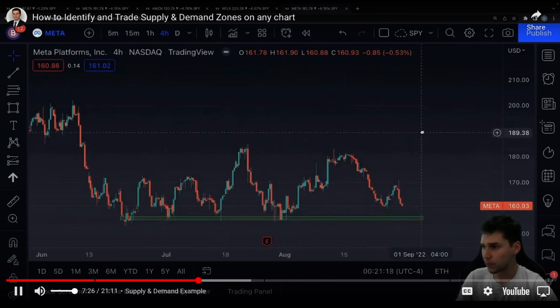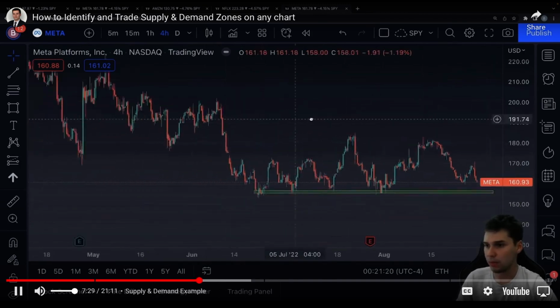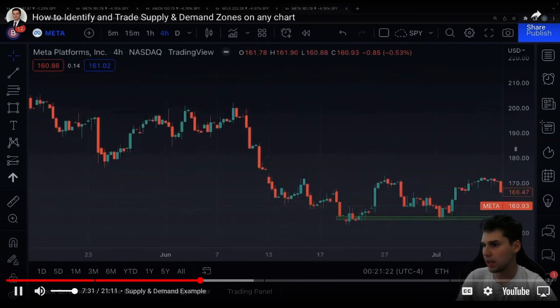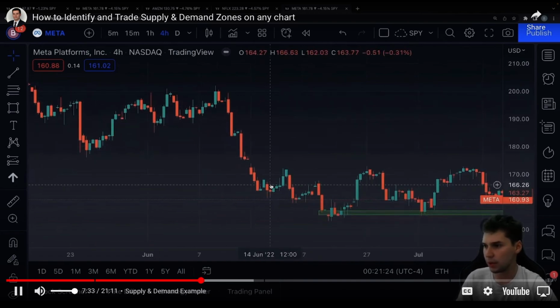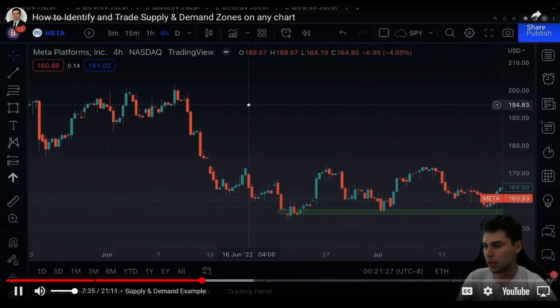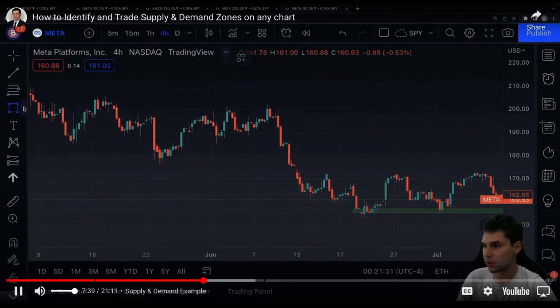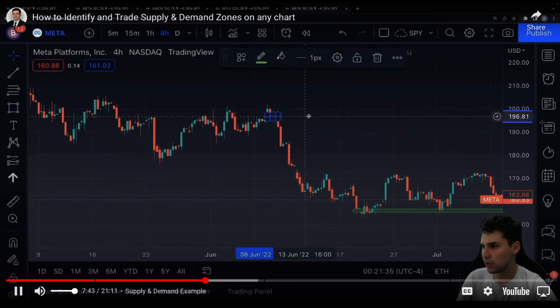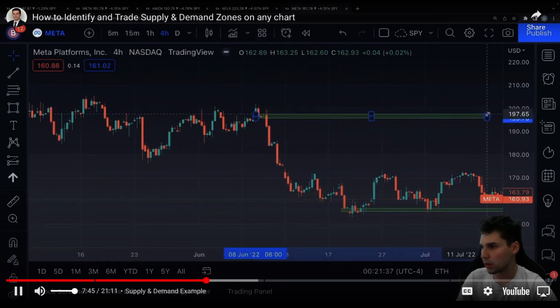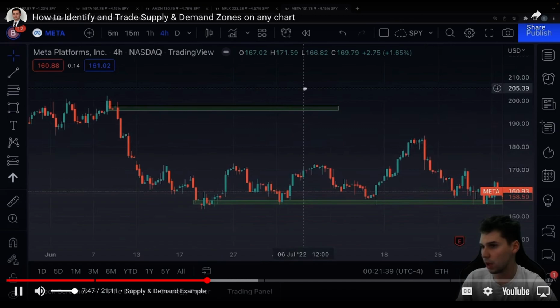So let's look at this level on Meta. Here, I'm seeing a sharp move down, right? Now you can draw a few different supply zones here. You can draw a supply zone starting using this candle, which would be from here to here, and drawing a little box over.